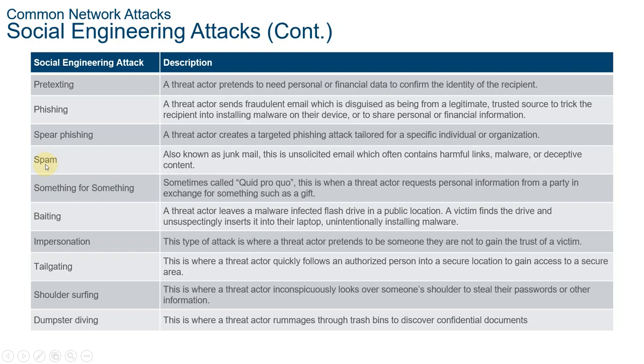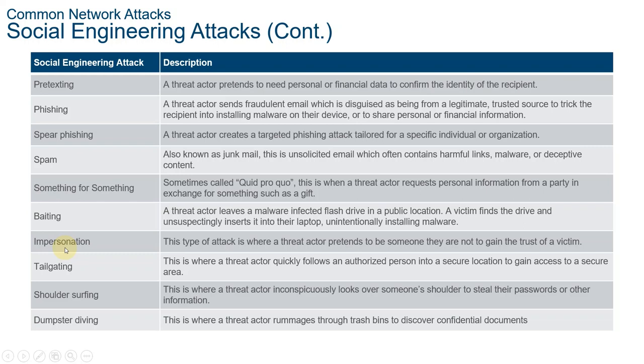This one is common: spam, also known as junk mail. This is unsolicited email which often contains harmful links, malware, or deceptive content. Something for something, sometimes called quid pro quo, is when a threat actor requests personal information from a party in exchange for something such as a gift or favor. Next is baiting. A threat actor leaves a malware-infected flash drive in a public location. A victim finds the drive and unsuspectingly inserts it into their laptop, unintentionally installing malware. So that's baiting.